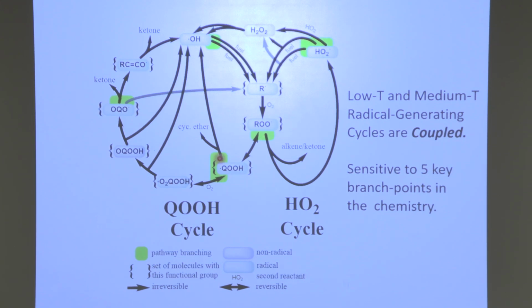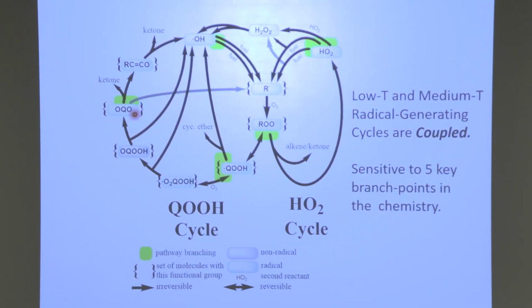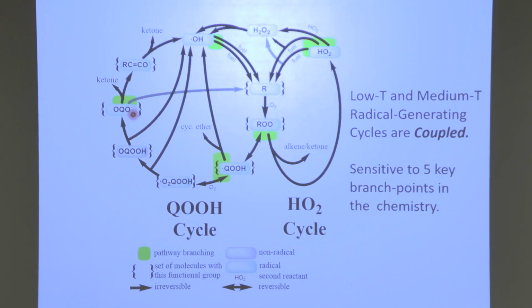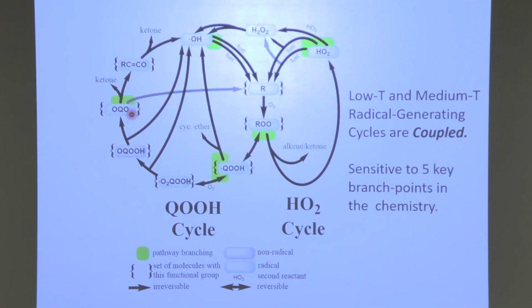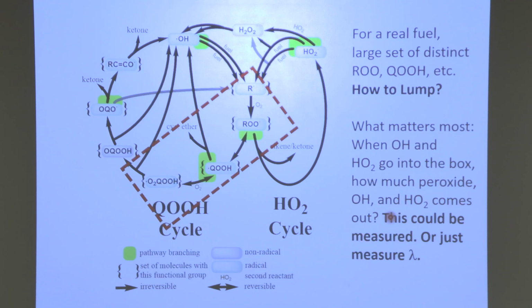So if you know this rate versus that rate, or this rate versus that rate, that's very crucial information that's specific to the fuel. But it's not an infinite amount of information you need to know about each fuel. So I think it's kind of possible. There's like 5 key branch points in the chemistry. What matters the most is this first thing of how can you get this cycle going?